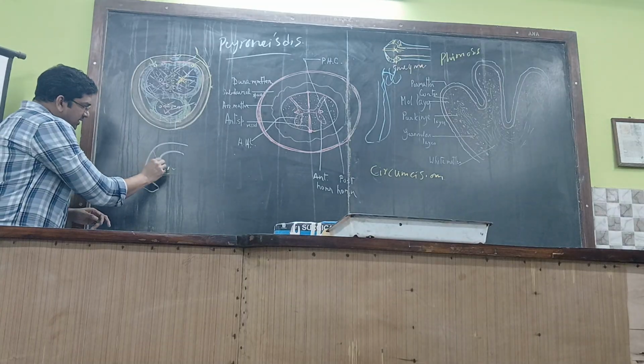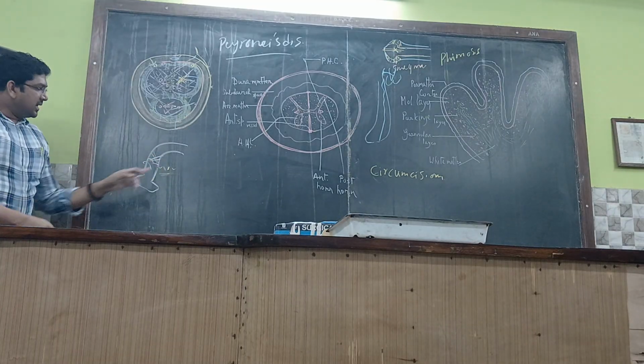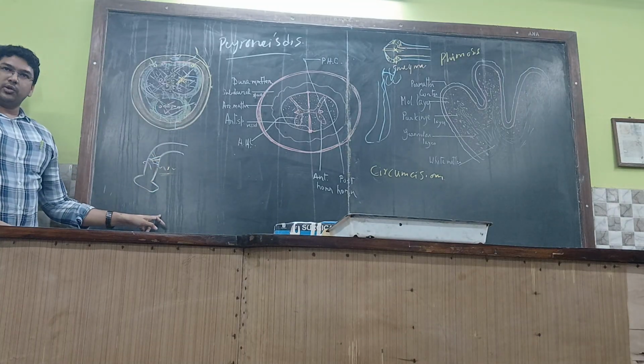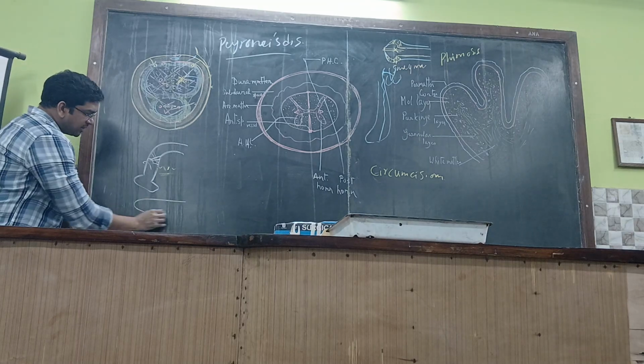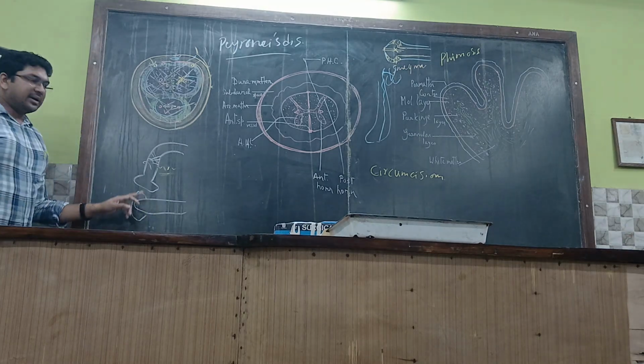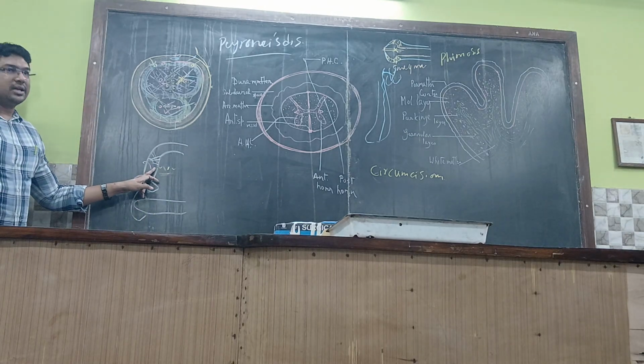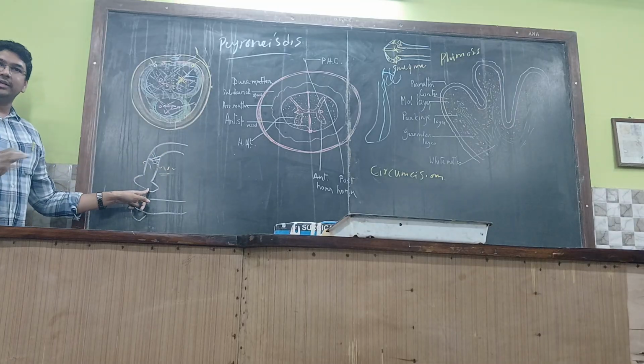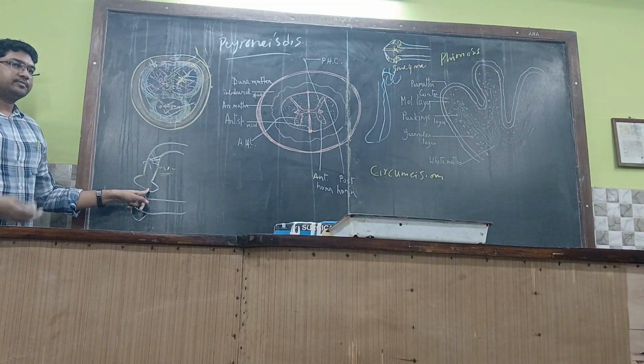But in case of Peyronie's disease, because of the fibrosis, the penis will be abnormally curved downwards. In case of a normal erection, the penis will become straight in this manner. But in Peyronie's disease, even during erection it will remain curved, leading to pain for the patient.